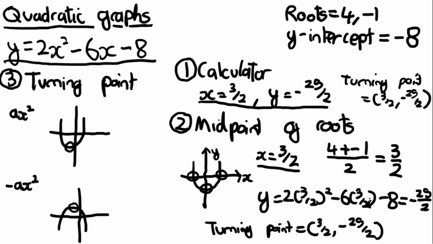Obviously the downside with this method, the midpoint of roots, is that if you have 0 roots, you can't use it because obviously you can't find the midpoint of the roots because you don't have any.